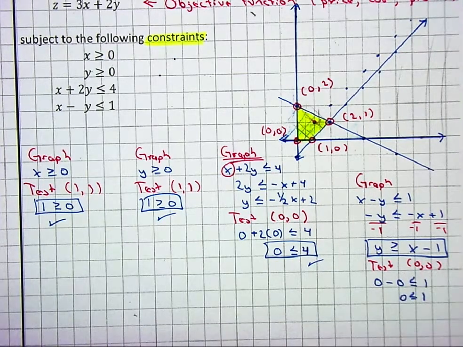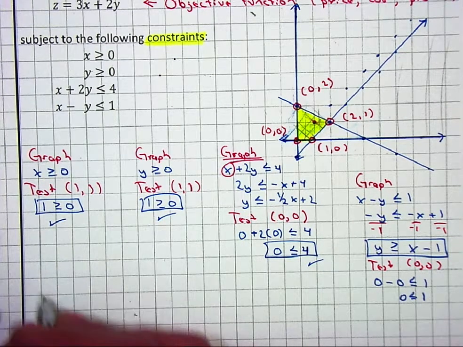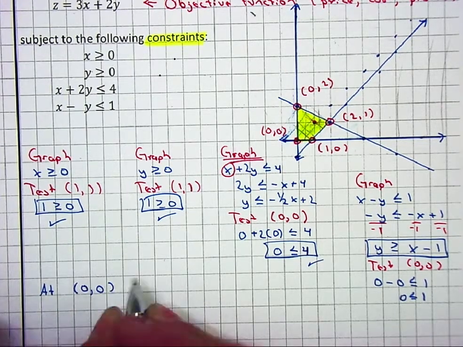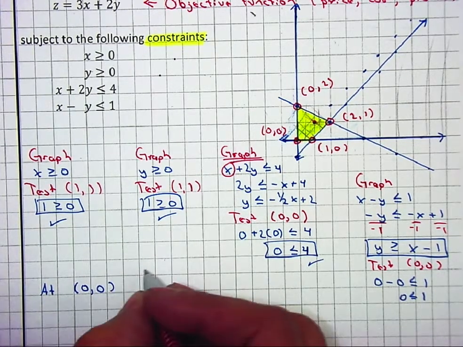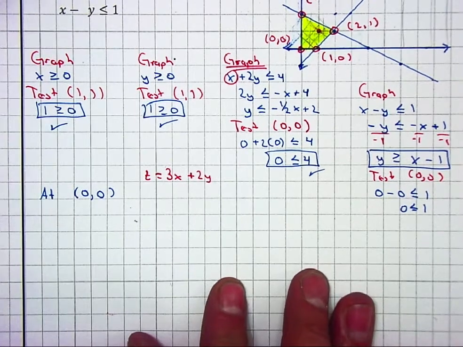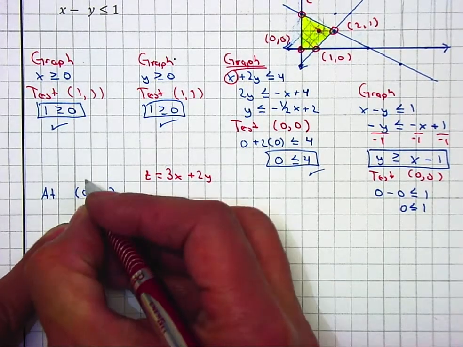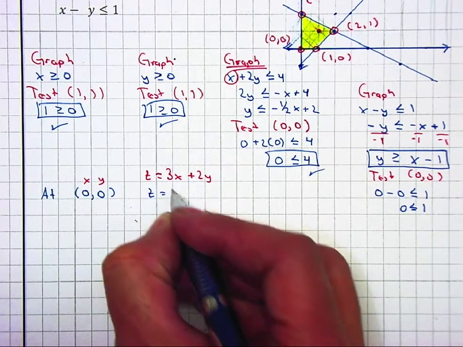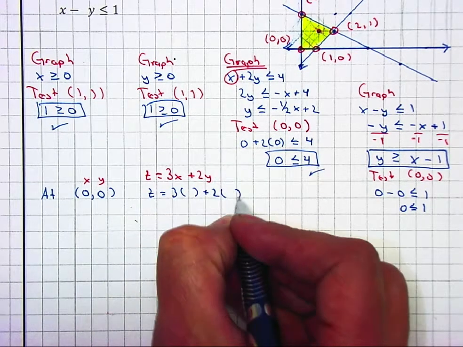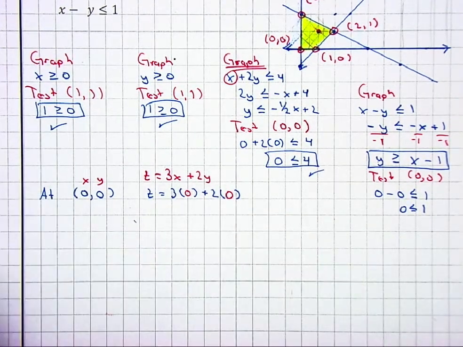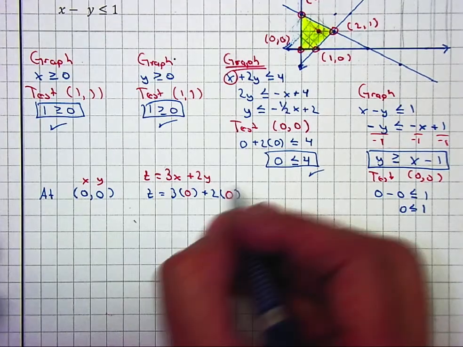So let's go through the process. At 0, 0, we are going to use our objective function, which is z equals 3x plus 2y. And we're going to substitute the value of x and the value of y. So z equals 3x plus 2y. The value of x is 0, and the value of y is 0.